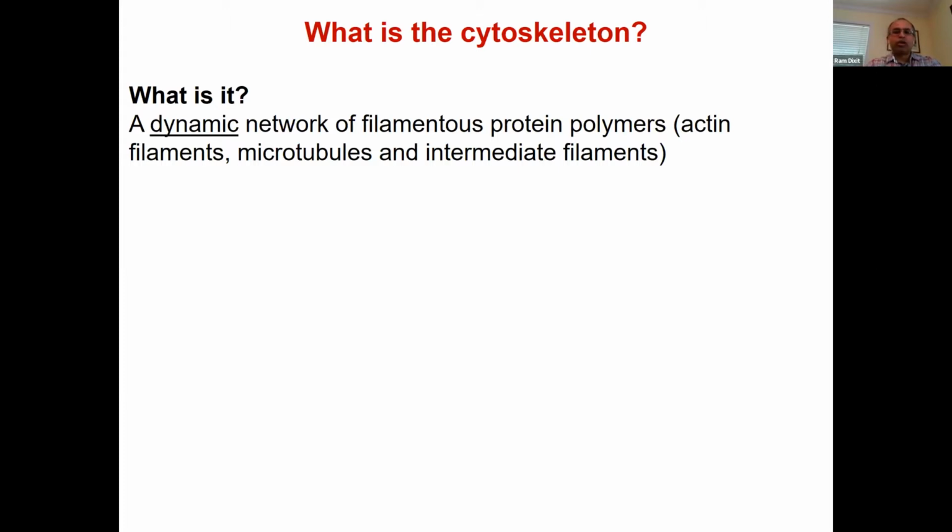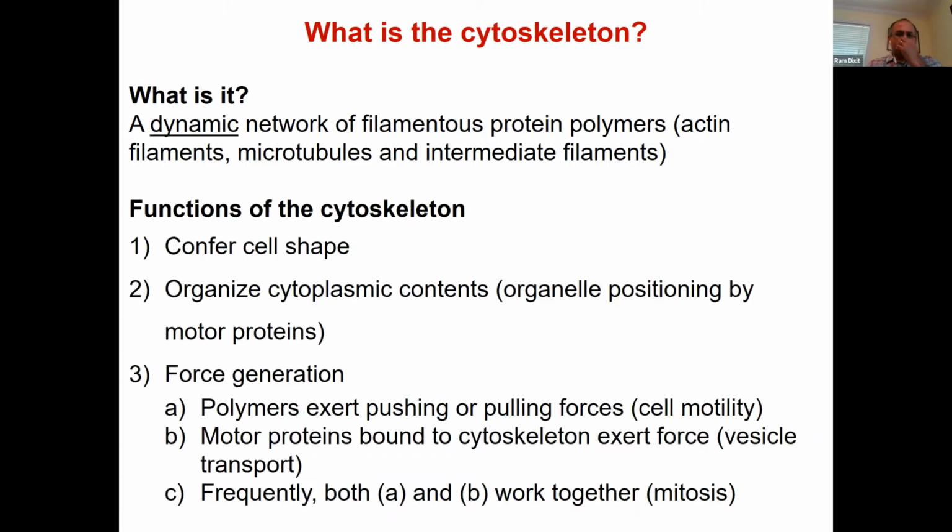So you might see F-actin on some of the subsequent slides, and that refers to the polymer form of actin or actin filaments, microtubules, and intermediate filaments. The cytoskeleton is really important for a variety of essential functions in cells, in both plants and animals.